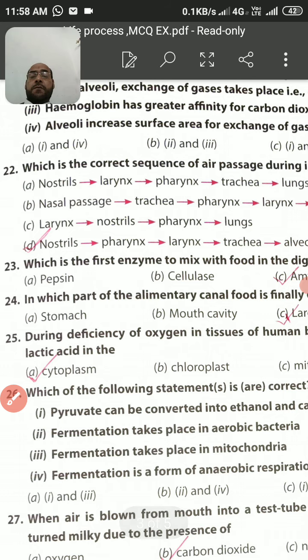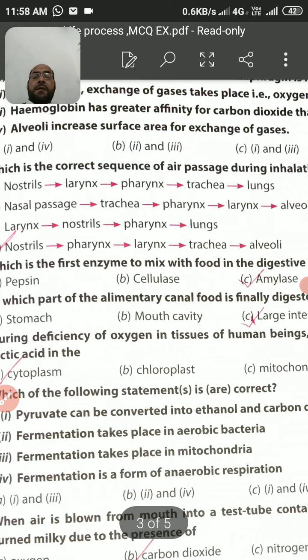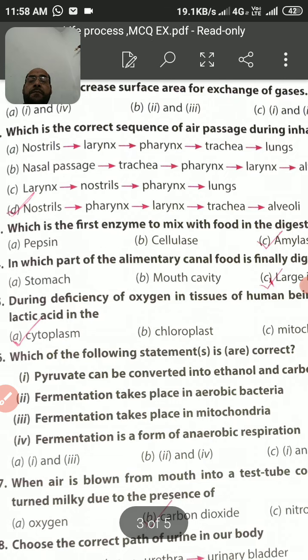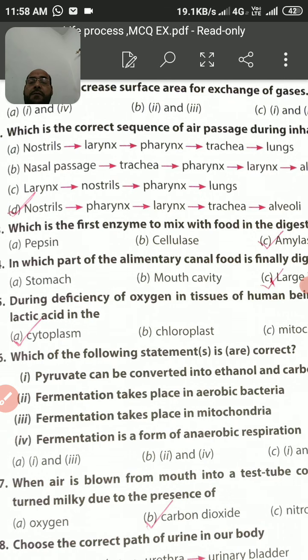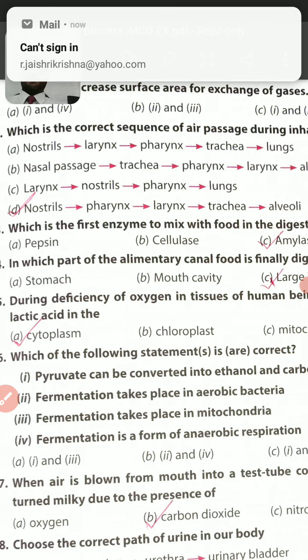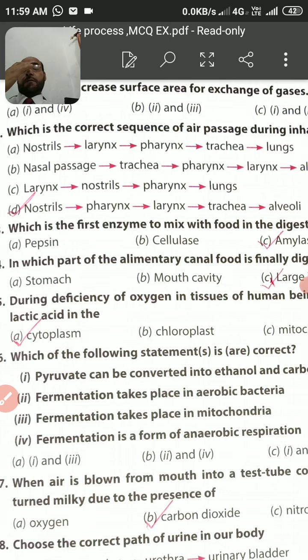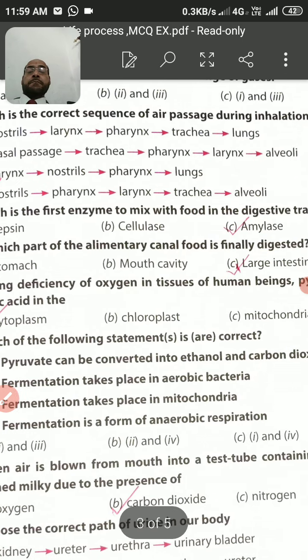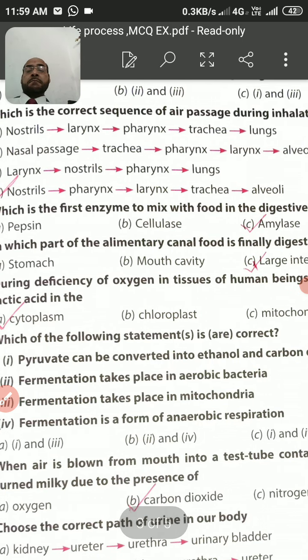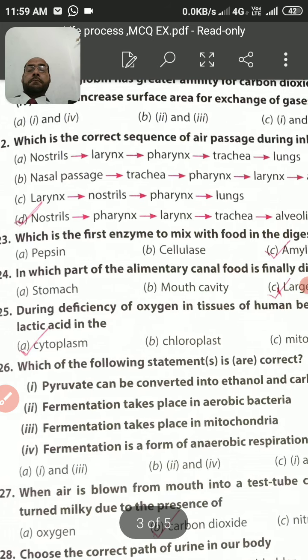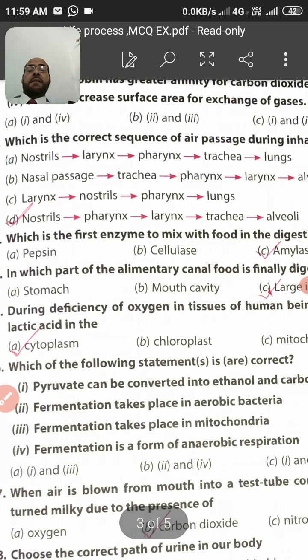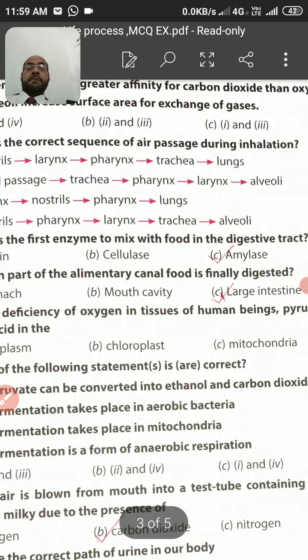Dear student, which is the correct sequence of the air passage during the inhalation? जब हम सांस लेते हैं तो इनहेल करते हैं गैस को, तो कौन सा करेक्ट सीक्वेंस है वन बाय वन? सो करेक्ट सीक्वेंस इज द नॉस्ट्रिल, फेरिंग्स, नॉस्ट्रिल मतलब नोज, उसके बाद फेरिंग्स आता है, फिर लैरिंग्स आता है, फिर ट्रैकिया, देन एल्वियोलाई. सो दिस इज द करेक्ट सीक्वेंस. ट्रैकिया से ट्रैकियोल और फिर एल्वियोलाई.